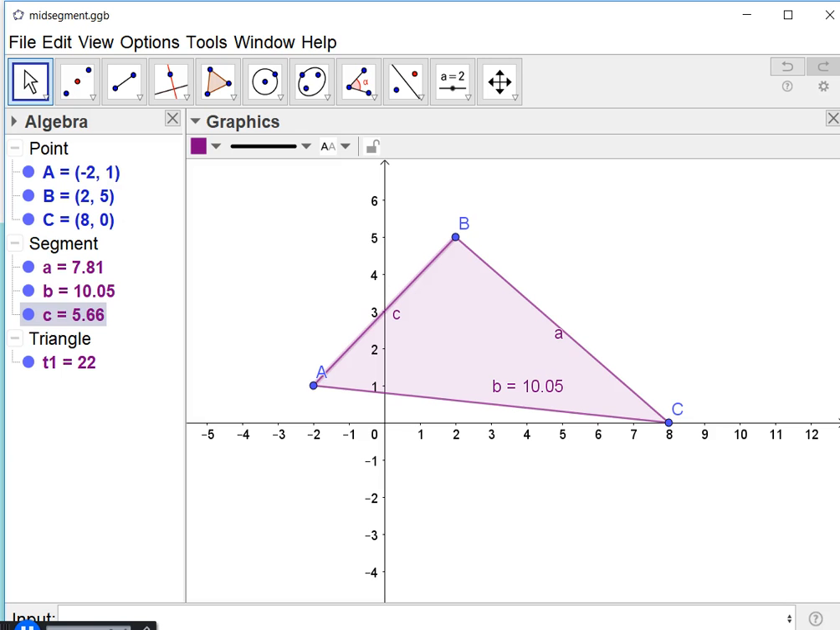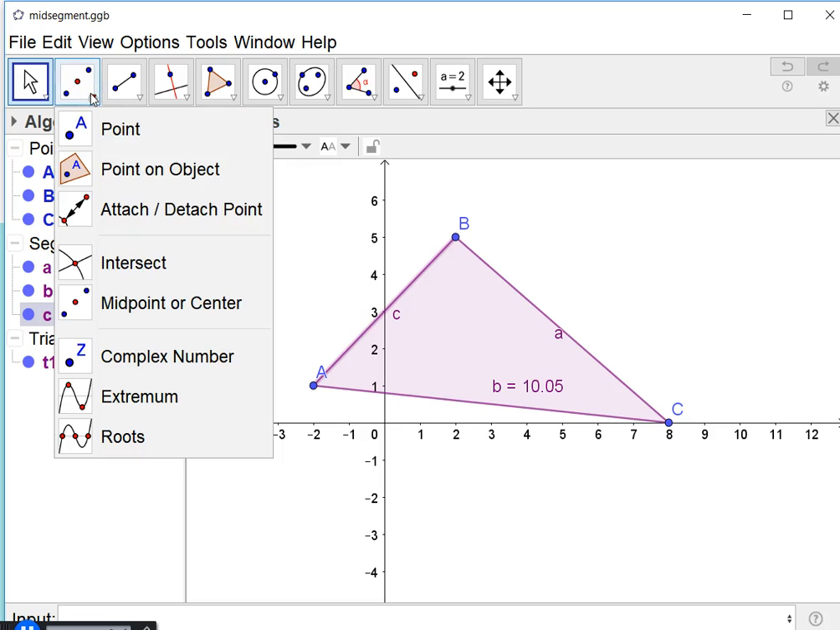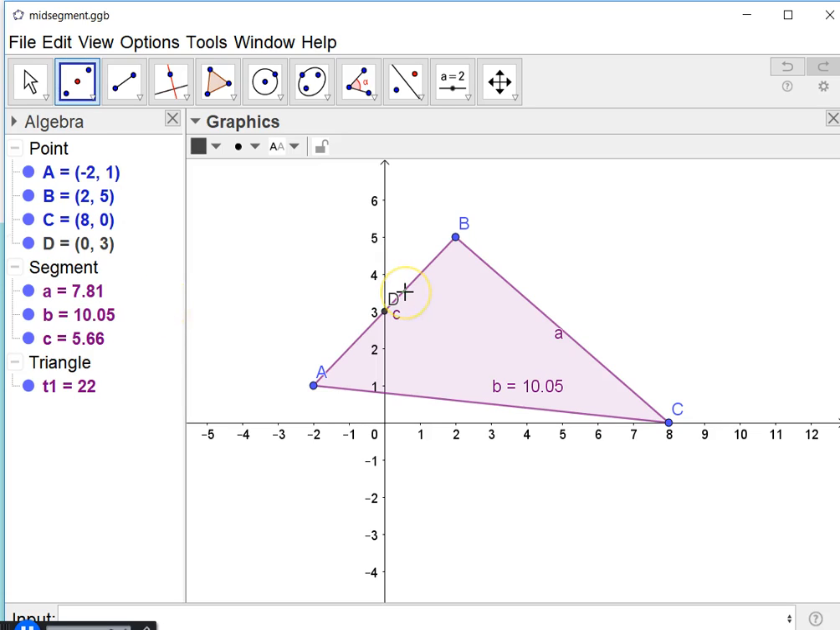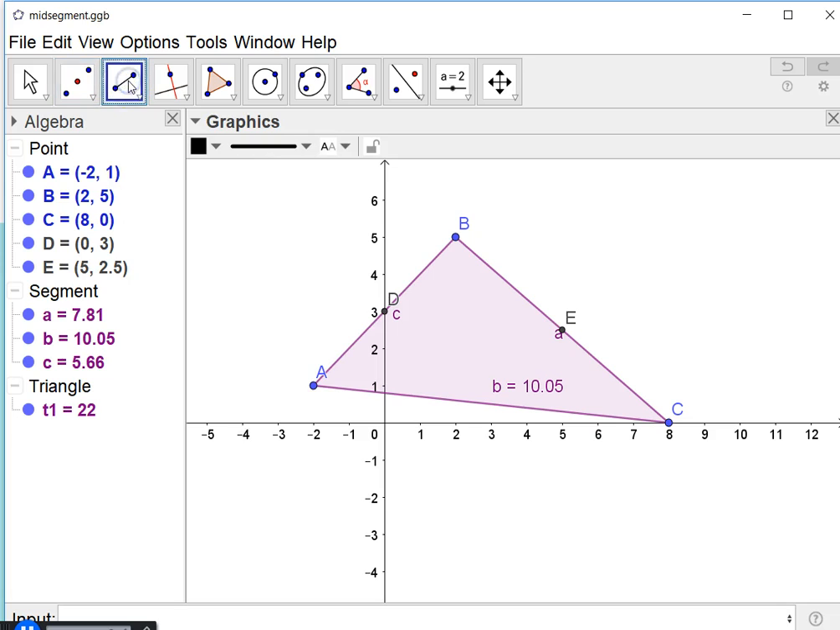I drew triangle ABC, and I need to find the midpoint of AB and BC. So remember, we can use GeoGebra to go ahead and find those midpoints for us. There's D and E, and then we can connect them using the segment tool, D to E, and we've got one of the midsegments of the triangle.